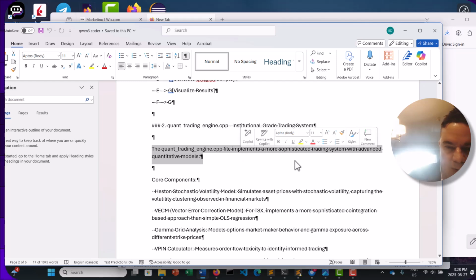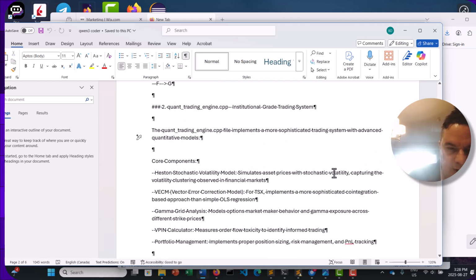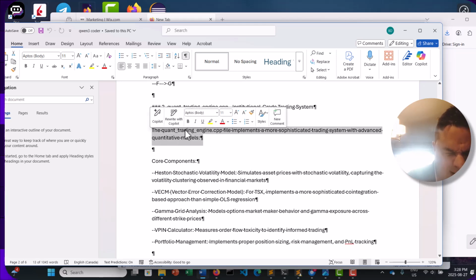Quant Trading Engine implements a more sophisticated trading system with advanced quant trading models. So again, this is a different LLM that generates the same use case, same prompt, versus the other one.